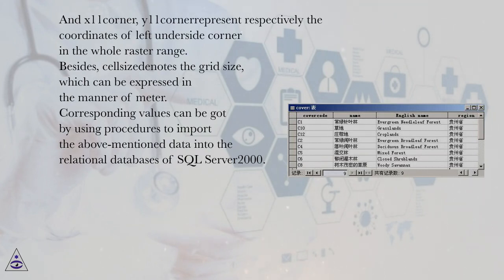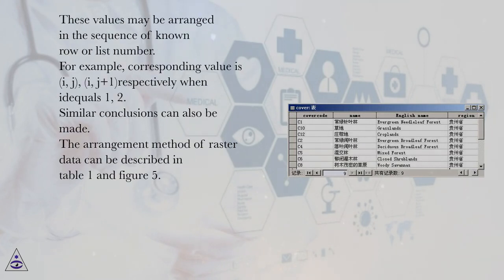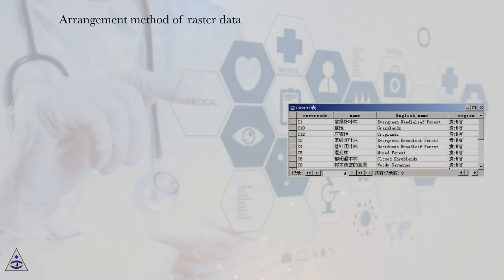Corresponding values can be obtained by using procedures to import the above-mentioned data into the relational database of SQL Server 2000. These values may be arranged in the sequence of known row or column number. For example, the corresponding values are (i,j) and (i,j+1) respectively when id equals 1 and 2. Similar conclusions can also be made. The arrangement method of raster data can be described in Table 1 and Figure 5. Arrangement method of raster data.